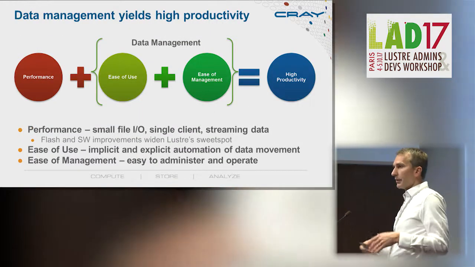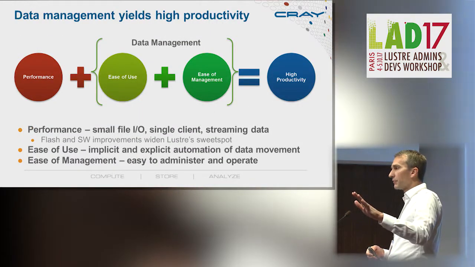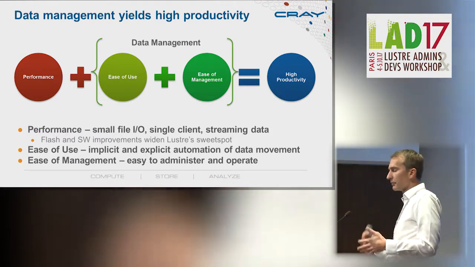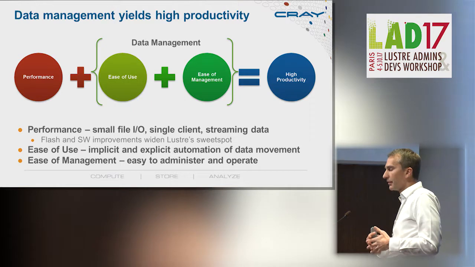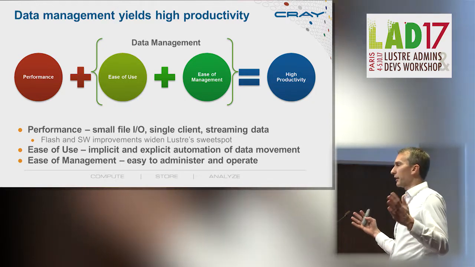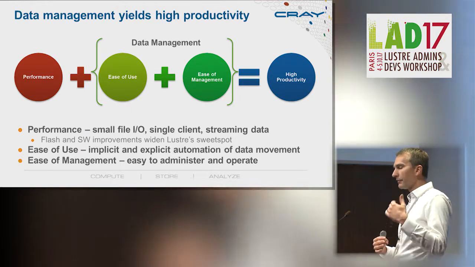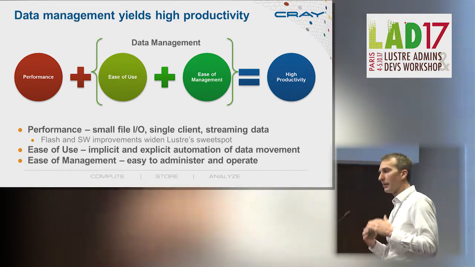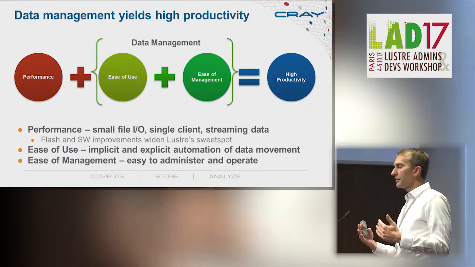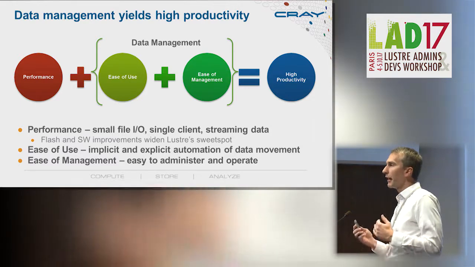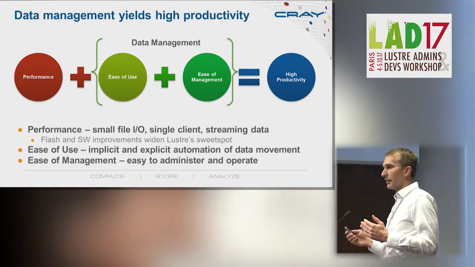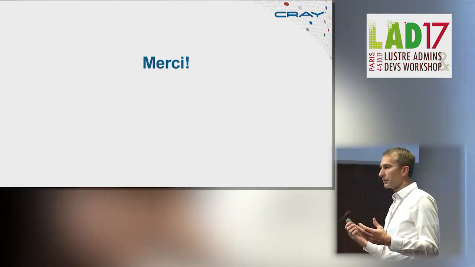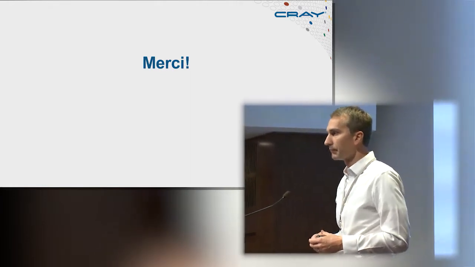So if you put all that together, we'll talk about performance on Flash a little bit more later today. With small file I/O, single client improvements, streaming data, we're widening the Lustre sweet spot, so the performance is going to be there. We have the data placement, data management, data movement that makes it easy to use and easy to manage. I think we'll end up with high productivity systems. Thank you. Are there any questions, or is there time for questions?